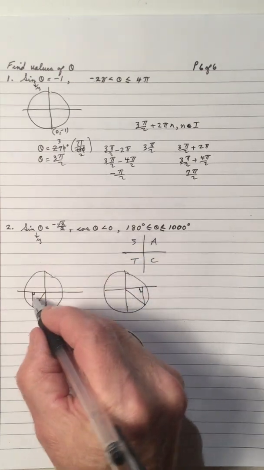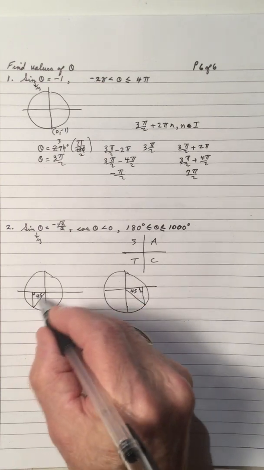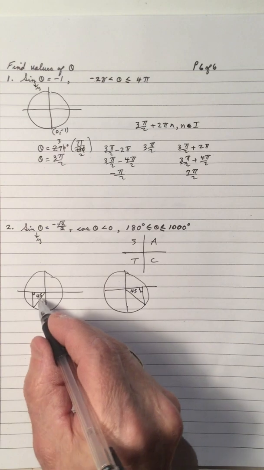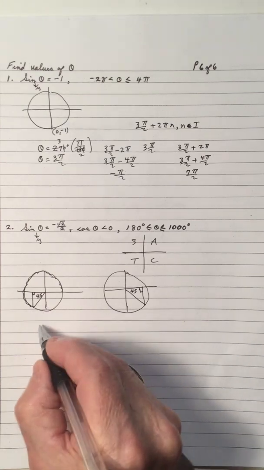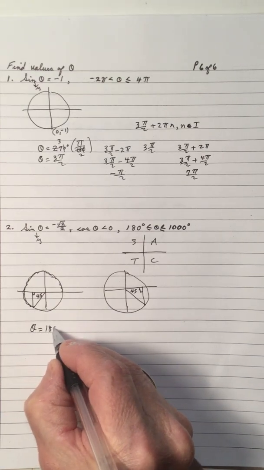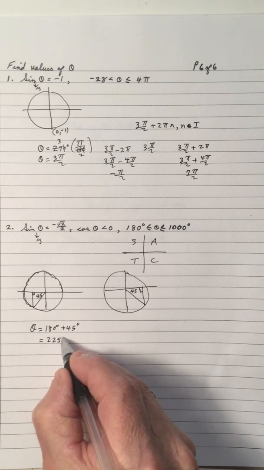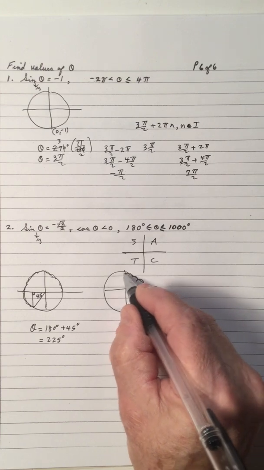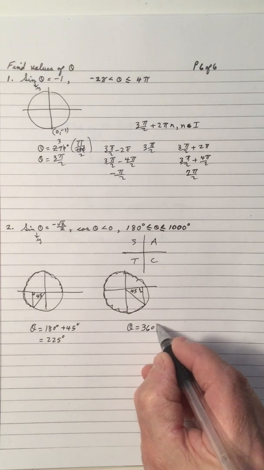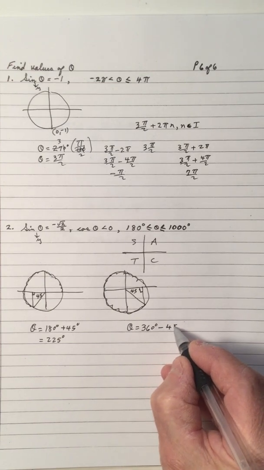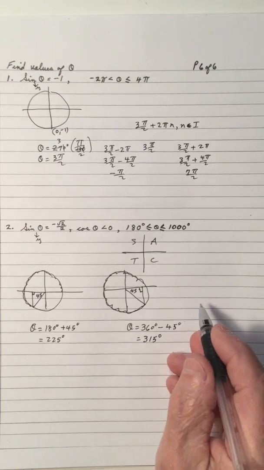Root 2 over 2. I know that root 2 over 2 has a reference angle of 45. Don't even have to look at it, but the two sides are the same. That means that we have third quadrant. So here's theta, this rotation. So theta is 180 plus 45, which is 225. And in this quadrant, theta is all the way around the fourth quadrant. It's 360 minus 45. So it's 315 degrees.